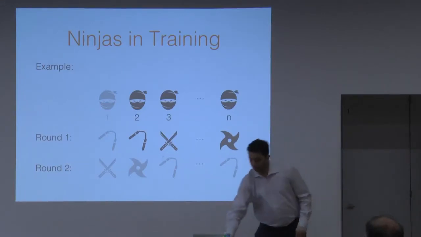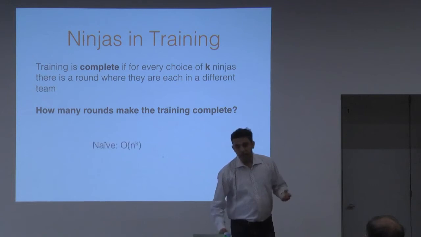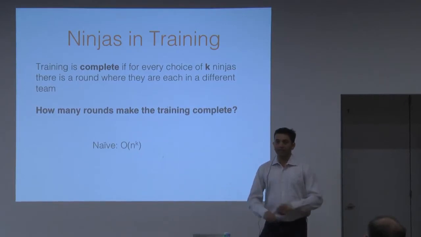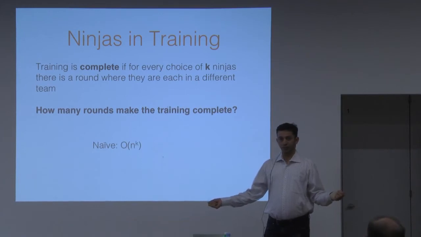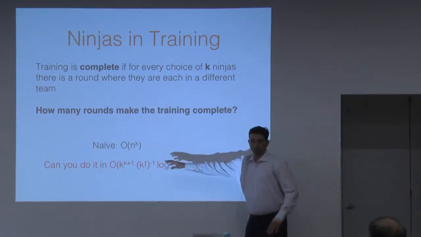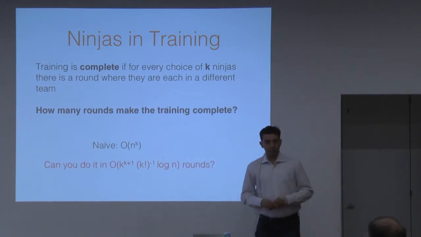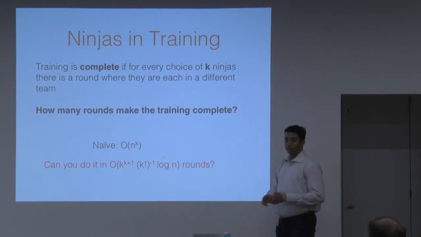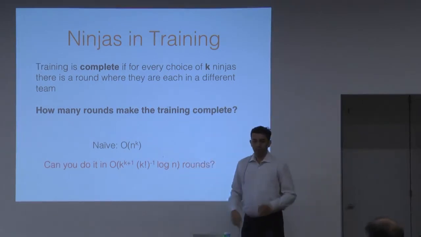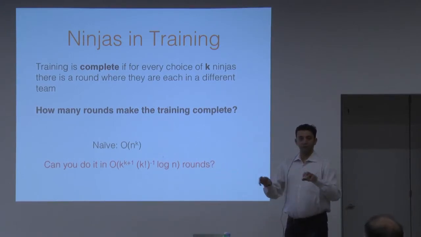Yeah? Okay. So again, the question is, how many rounds do you need to make the training complete? And again, the naive bound is n to the k, because there are n choose k ways of partitioning the ninjas into k sets, and for each of these you can define a round where they are in different teams. And what we'll show is that actually you can do much better. You can do something that depends exponentially on k, but only logarithmically on n. So again, this is something that you can think about. Can you find complete training schedules for these ninjas which grow only logarithmically with n? And let us say that, in general, we would expect the number n of ninjas to be very big and the number k of different teams to be rather small.